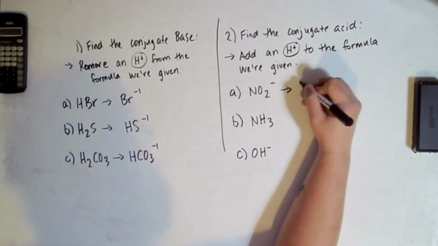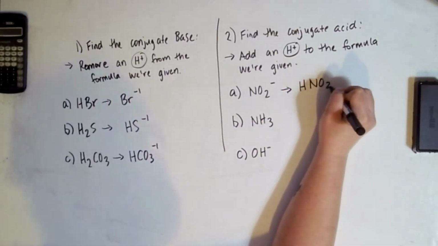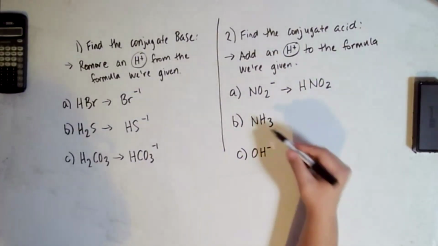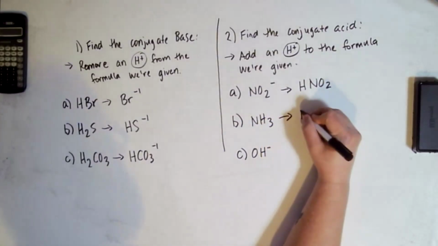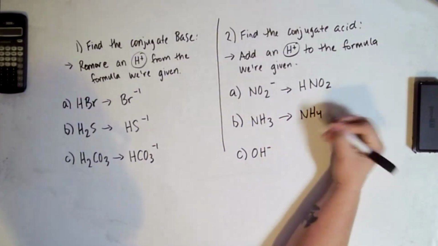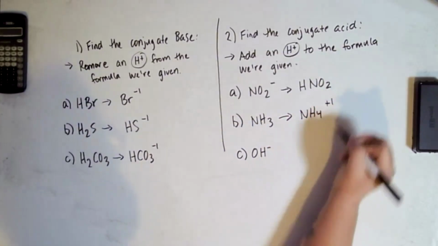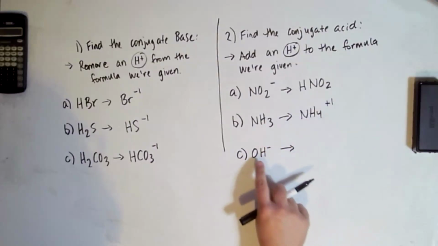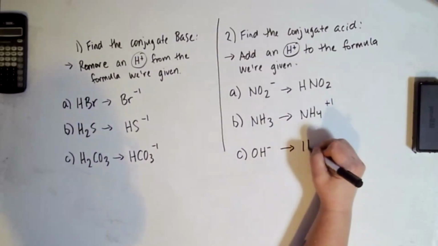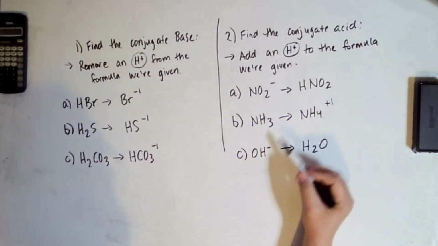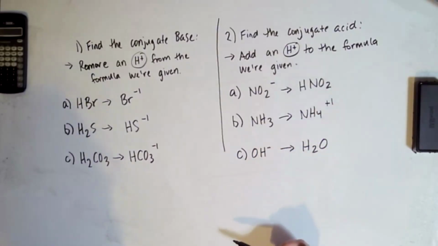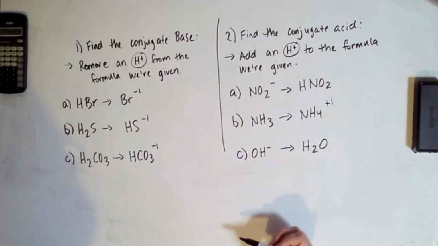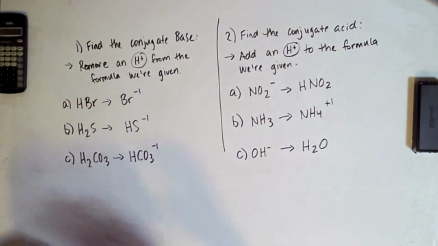If I add a hydrogen and a positive charge to my first one, I'm going to have HNO2, no charge, because the plus one and the minus one cancel each other out. For NH3, I'm adding a hydrogen, so I'll have an H4, and I'm adding a positive charge, so I'm going to have NH4 plus 1. For OH minus, I'm going to have one oxygen and two hydrogens, plus one and minus one, no charge there. You wouldn't write it out as OH2, you'd write it out as H2O.